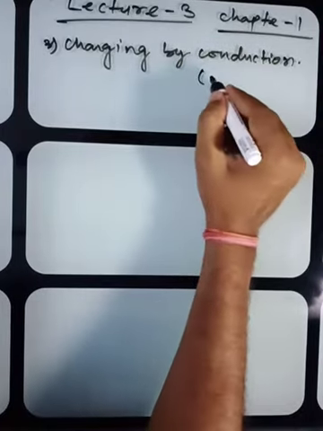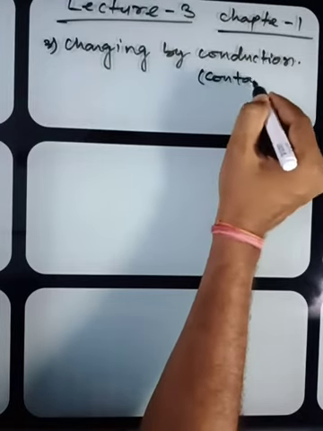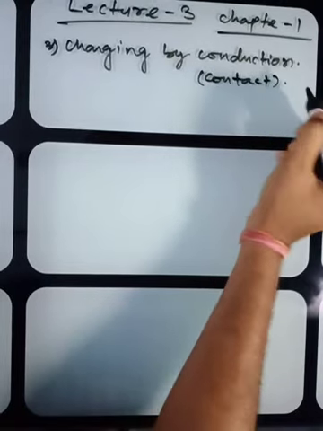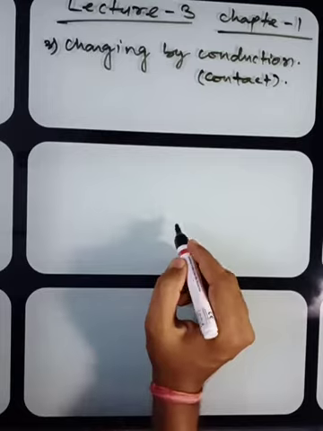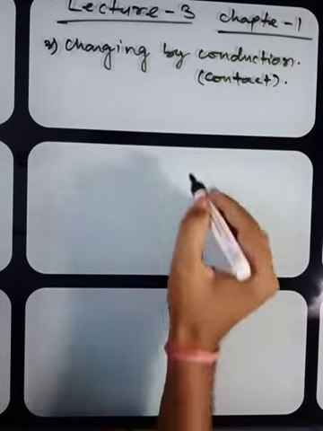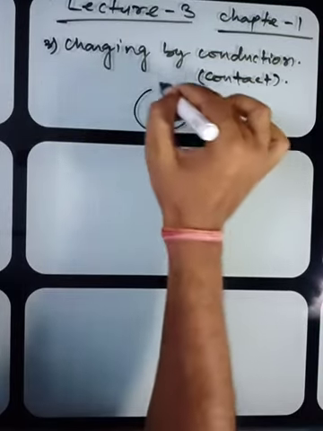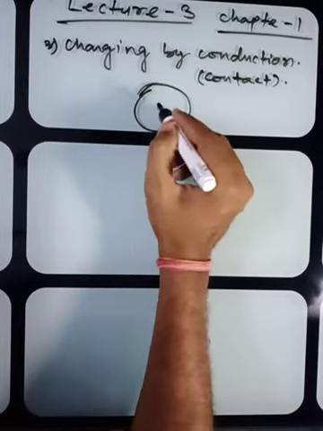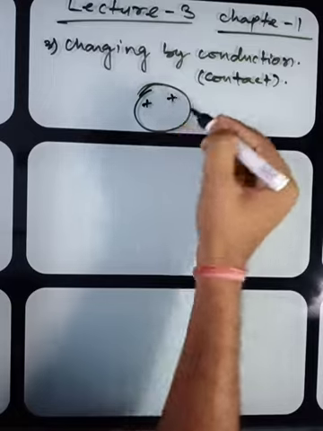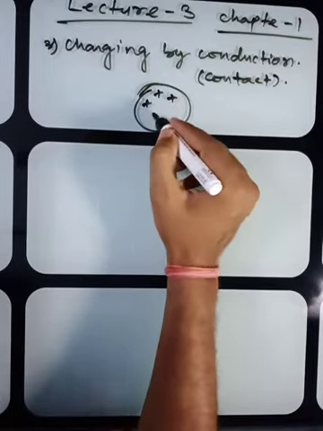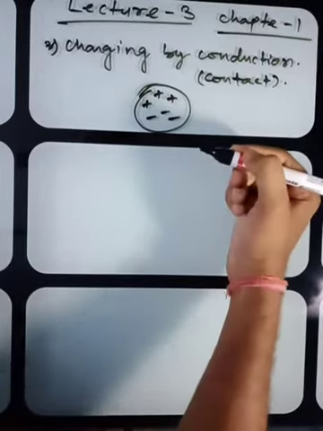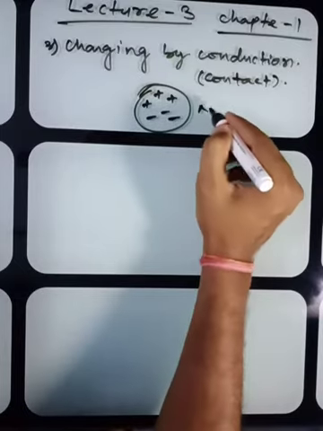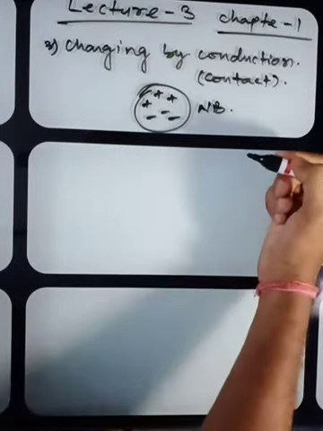It requires physical contact. Suppose you have a body which is not charged initially, that is the neutral body. Again, I'm telling you what the meaning of a neutral body is: it is a body having equal amounts of positive and negative charges. This is the neutral body.